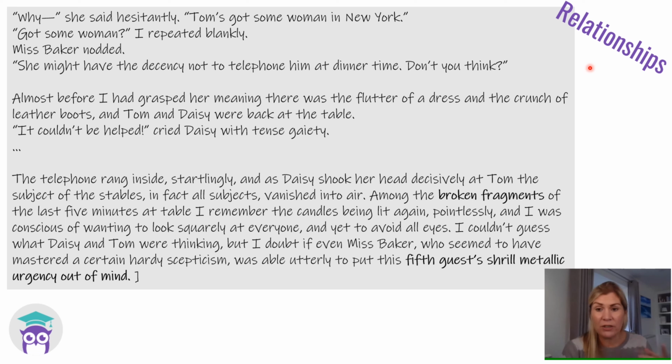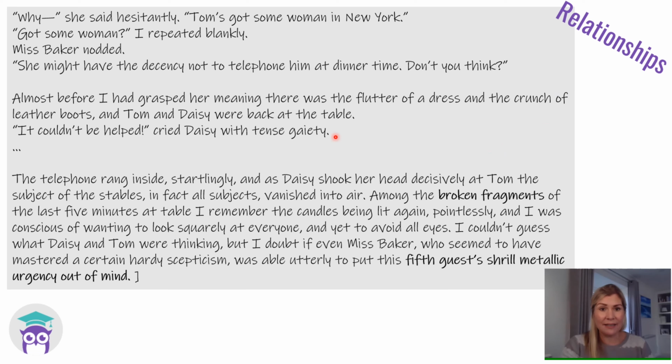Now, when she talks to Nick about the fact that Tom's got some woman in New York, the implication being that it's the woman in New York that is phoning, Jordan, considering she's Daisy's best friend, is incredibly blasé about this adultery, adding, "She might have had the decency not to telephone him at dinner time. Don't you think?" So it's almost like, well, yeah, of course he's got a mistress, but she should behave herself better, like etiquette. Don't phone at dinner time. Don't phone at a time when Daisy's going to kind of know. So there's a sort of normalizing of adultery happening at this table.